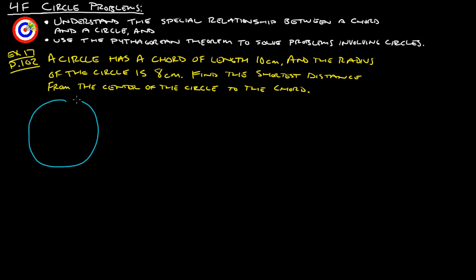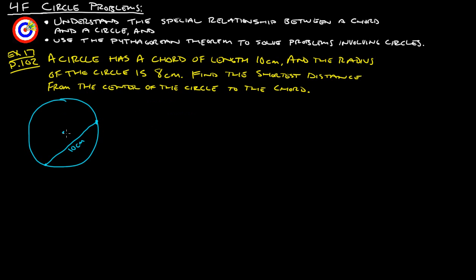So I'm going to try to draw a circle here. It's not too bad. And there's our center point there. Alright, so it's got a chord length of 10 centimeters somewhere in that circle. Alright, so let's just draw one. Draw ourselves a chord, close enough, and we'll call that 10 centimeters. And the radius of the circle is 8 centimeters.